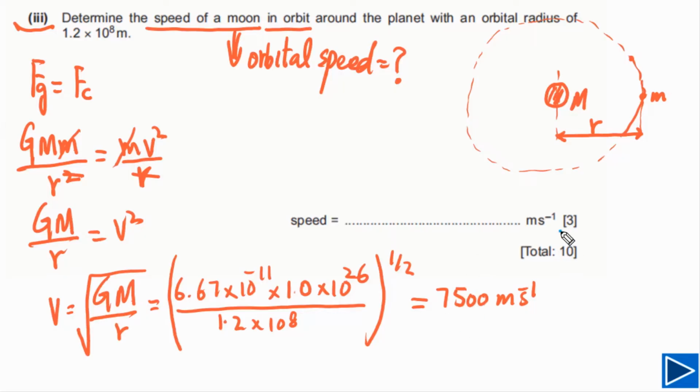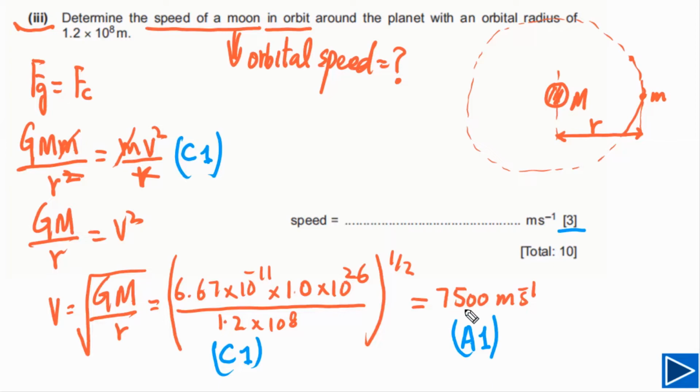This question has 3 marks. You will get the first C mark if you have equated these two forces. The second C mark you will get if you have plugged in the values of capital G, capital M, and the orbital radius. Then the last mark is the answer mark. If you have got the right answer, you will get the third mark.